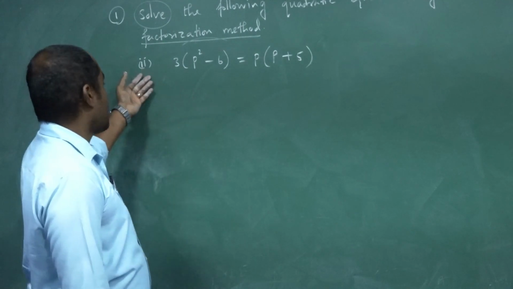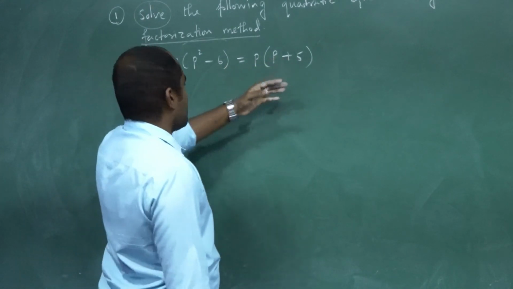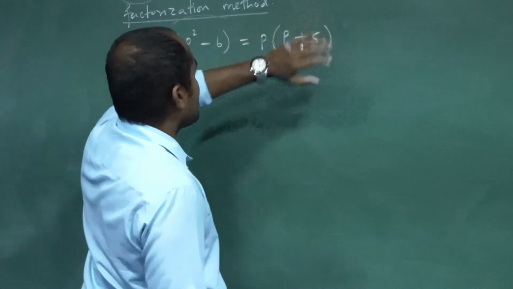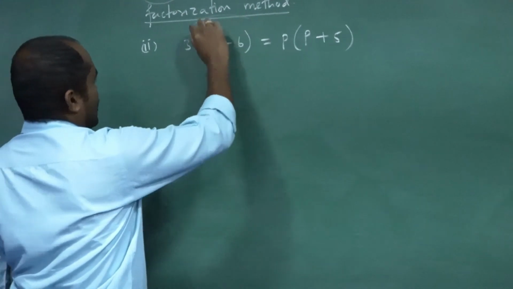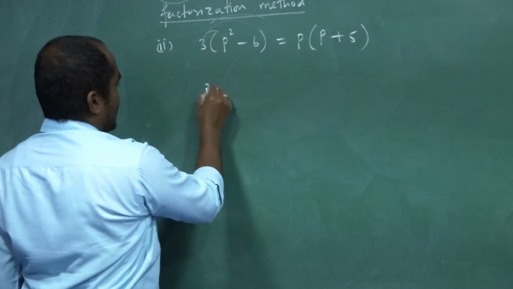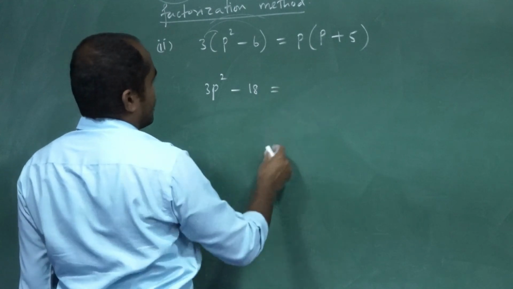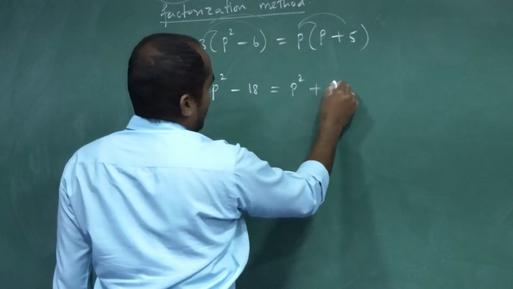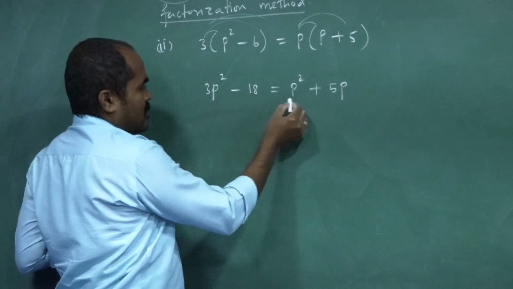Now the second one: 3(p² - 6) = p(p + 5). It's not in quadratic equation form, so you want to change this. 3 into p², 3 into -6, this is the distributive property. 3p² - 18 = p² + 5p, since p into p is p² and p into 5 is 5p.